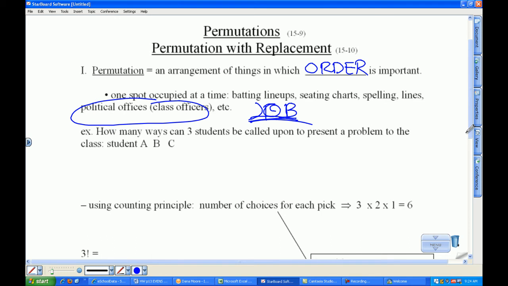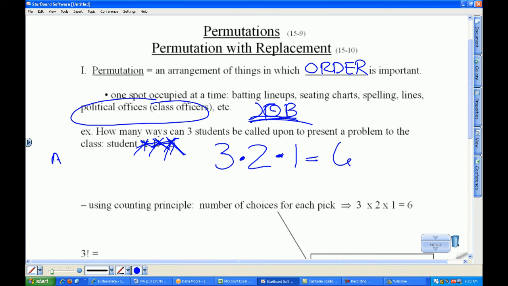Well, there are 3 ways to select the first student. So say it's student C, just to pick somebody. Then there are 2 students left to answer the second question. And there is 1 student left to answer the remaining question. And the counting principle tells us we're supposed to be multiplying the number of outcomes for each situation here. So 3 times 2 times 1 is equal to 6. So there are 6 ways that 3 students can be called upon to present a problem to the class.